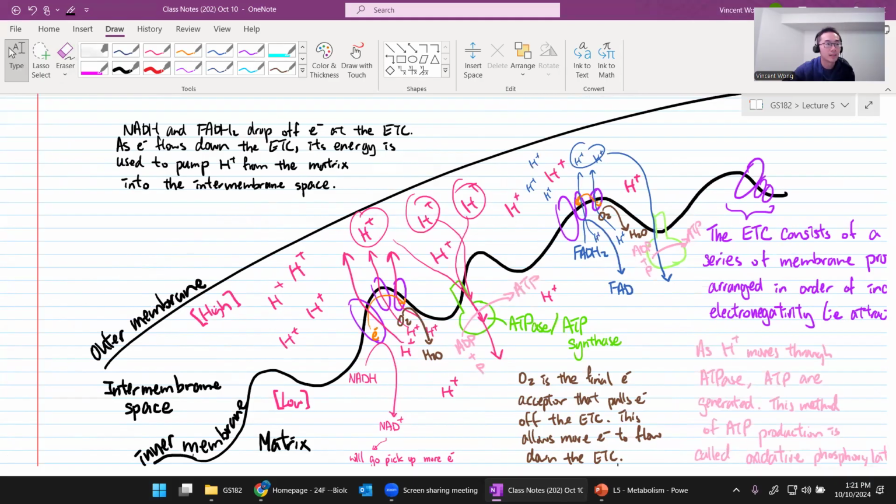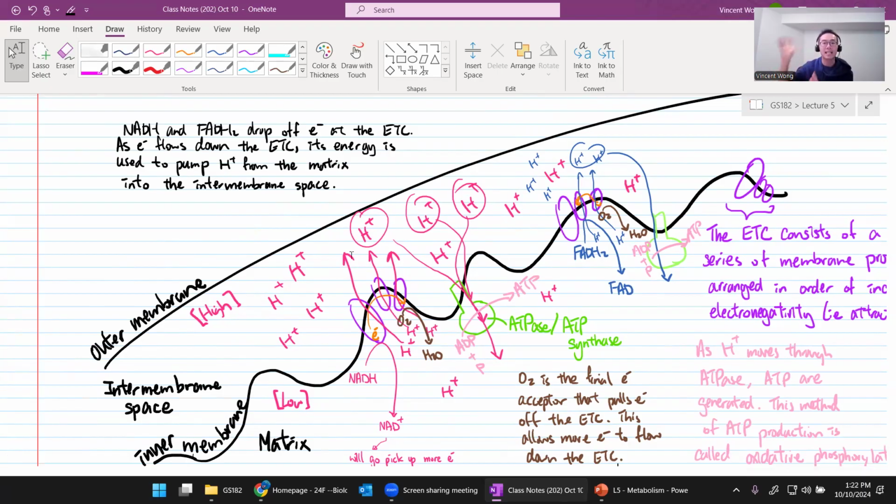What is the direction of the electron flow? We'll just say down the ETC, okay? Because each subsequent protein has a higher attraction for the electron. So as soon as you give it to number one, number two is going to pull it off number one, and then number three is going to pull it off number two. And as such, it creates a flow of electrons. But ultimately, oxygen has to come.